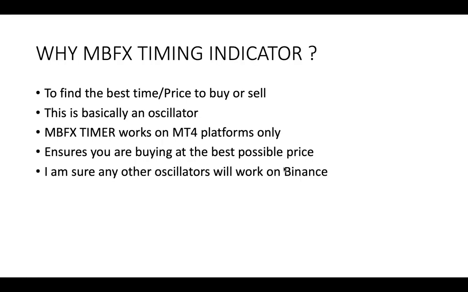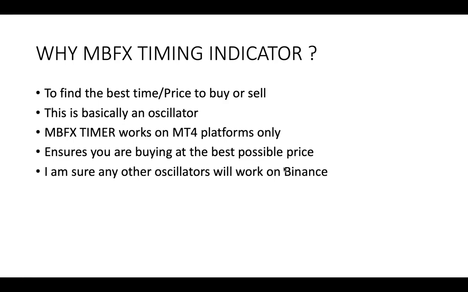So why do you need a timing indicator? I use the MBFX system and the timer to trade forex, and I found it to be very useful in timing my entries in an uptrend or in a downtrend. The MBFX timing indicator would help you to visually see the best time or the area for you to buy or sell. In this case, Bitcoin is in an uptrend, so we'll be looking to buy. And like I said, the MBFX timing indicator is basically an oscillator, but it has some nice color changes which we are going to see as well.